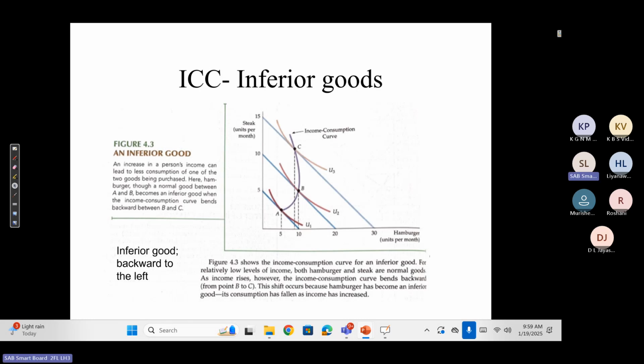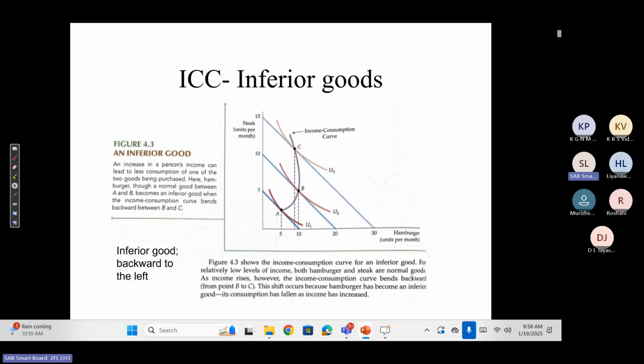But later on, beyond this income level, what happened? It becomes backward. Earlier it rotated to the right, then it rotates to the left at a higher level of income, from B to C. So combining A, B, C, you can derive the income consumption curve, which explains the relationship between the income and the demand.